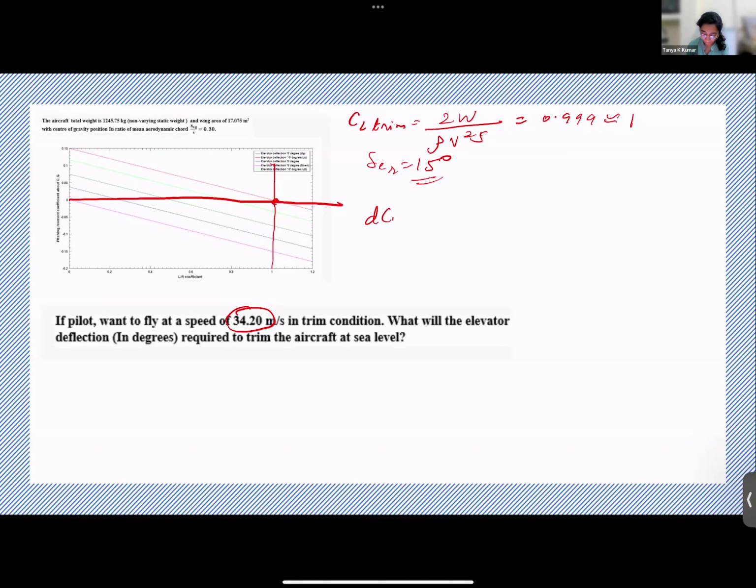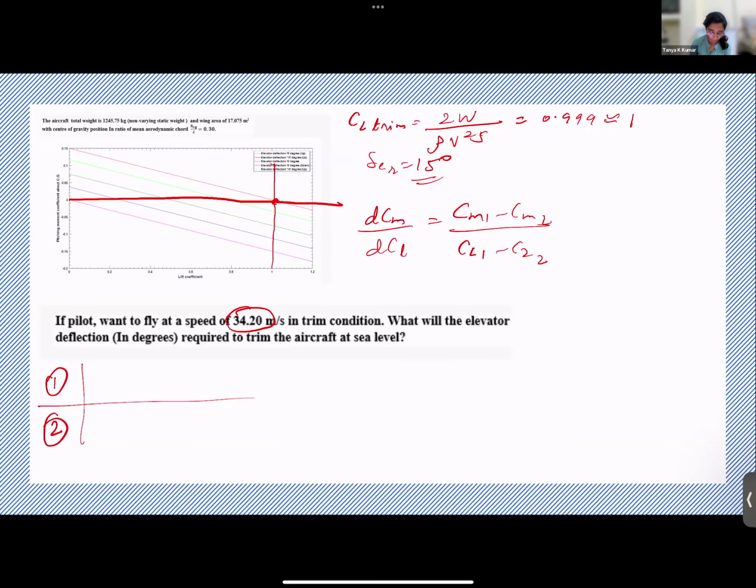You take DCM by DCL. So what do you do? CM1 minus CM2 by CL1 minus CL2. And the two points you take are, let's write this down. CM equal to 0, and CM equal to CM naught. Here CL will be equal to CL trim at CM equal to 0, and when your CM is CM naught, your CL is 0.